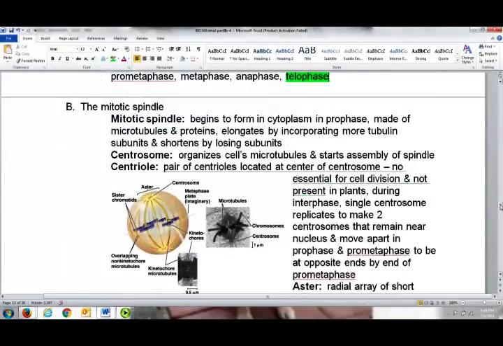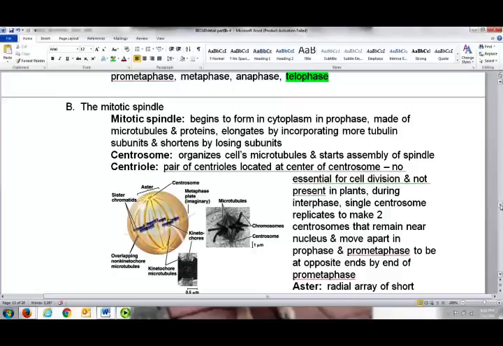So your mitotic spindle is going to begin to form in the cytoplasm during prophase. It's made up of microtubules and proteins, and it's going to elongate by incorporating more tubulin subunits, and then it will shorten by losing those subunits. The centrosome helps to organize the cell's microtubules. It starts the assembly of the spindle.